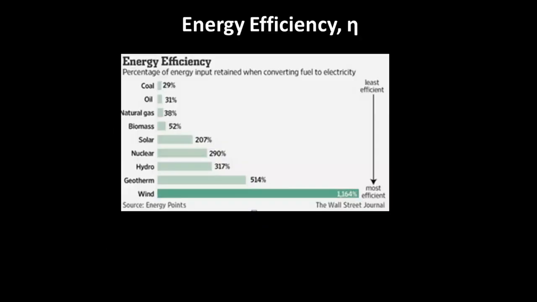Now we have the last topic, your energy efficiency. The most efficient, according to the Wall Street Journal, is wind energy because it doesn't emit any carbon dioxide or any harmful gases. Okay. The most non-sustainable energy sources are your coal, oil, and natural gas.